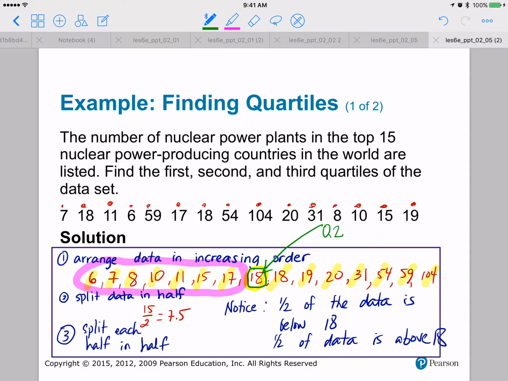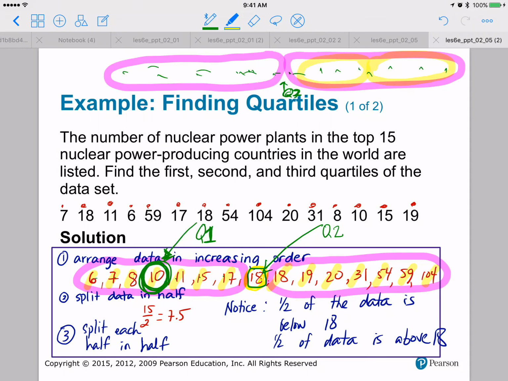Now, how do I split in half? Well, I need to know how many points I have. 1, 2, 3, 4, 5, 6, 7. So if I split in half, the one in the middle is Q1. And then lastly, you take your other half and split it in half into a top and a bottom. And now we've essentially got 4 equal parts. And again, these are estimates.